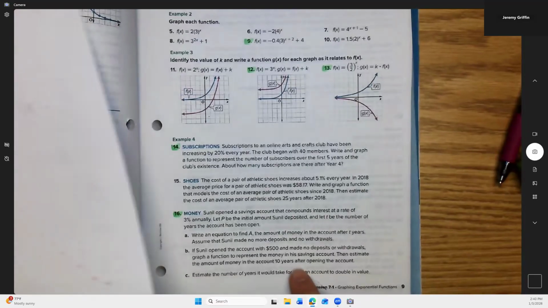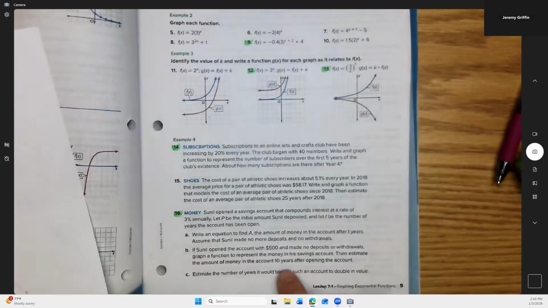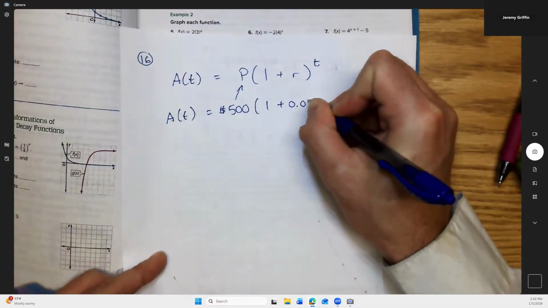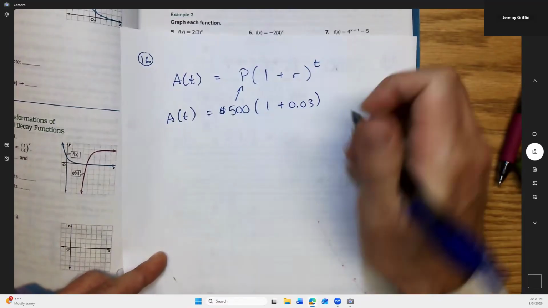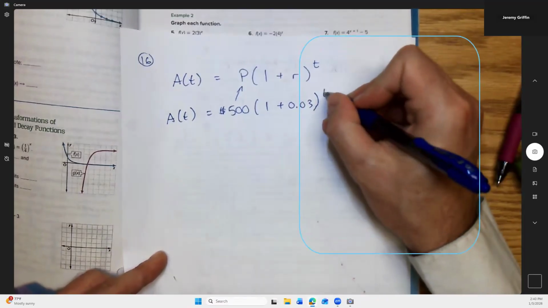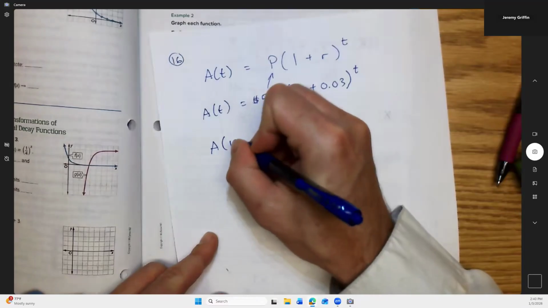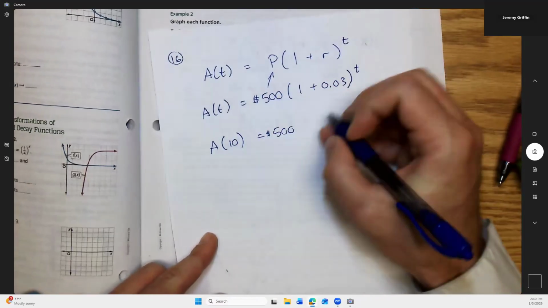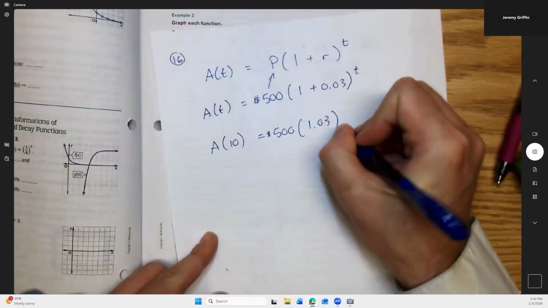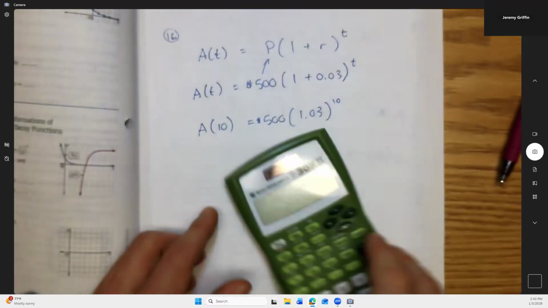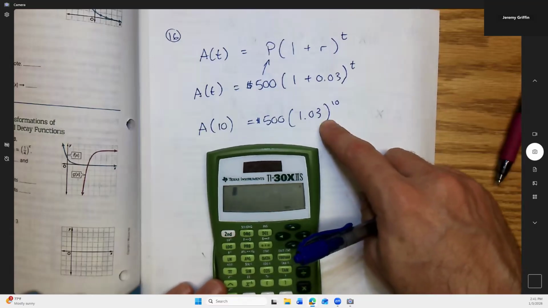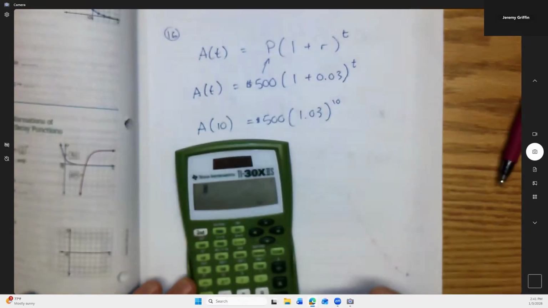And then after 10 years, at what interest rate? 3%. So this is like 1.03, you could call it. So the amount after 10 years would be $500 times 1.03 to the power of 10. We're multiplying by 1.03 at the end of the first year. Then that gets compounded times another 1.03, another 1.03. You do that 10 times.